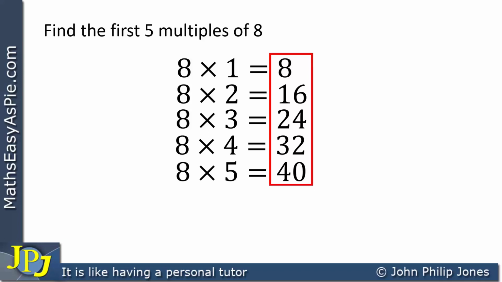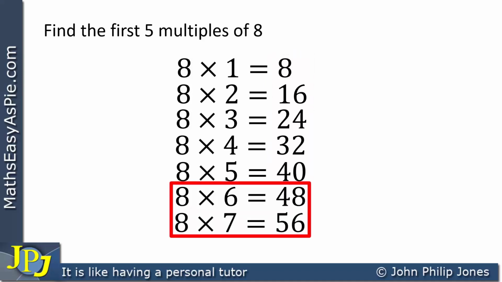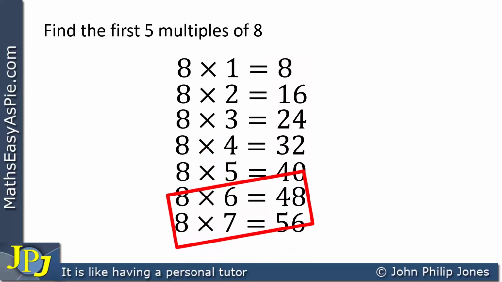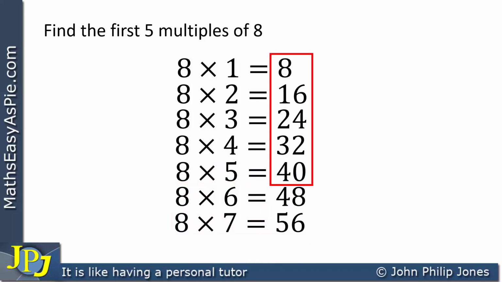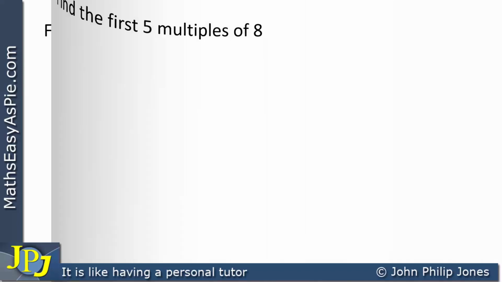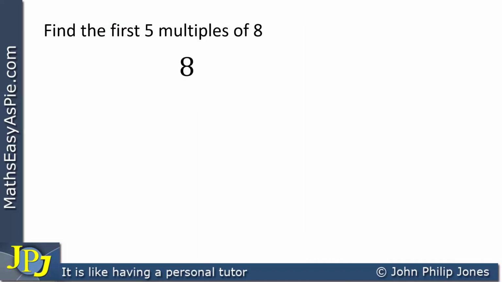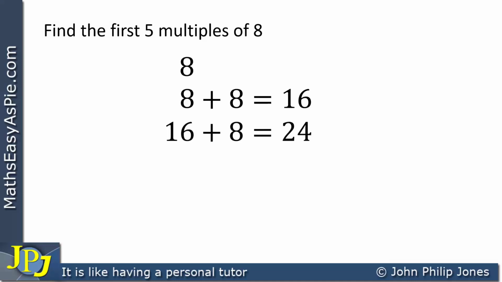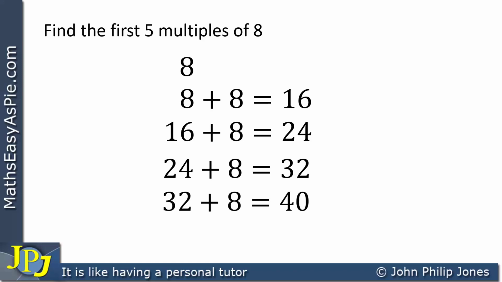If you wanted to find any more multiples, then it's quite simply a case of carrying on with the times table, as you can see with these 2 examples. You can approach this problem slightly differently. You start off with the value of 8 and you simply add 8 to it to give 16. You then take the result 16 and you add 8 to that to give you 24. You then take the 24 and you add 8 to give you 32. You then take the 32 and add 8 to give 40.